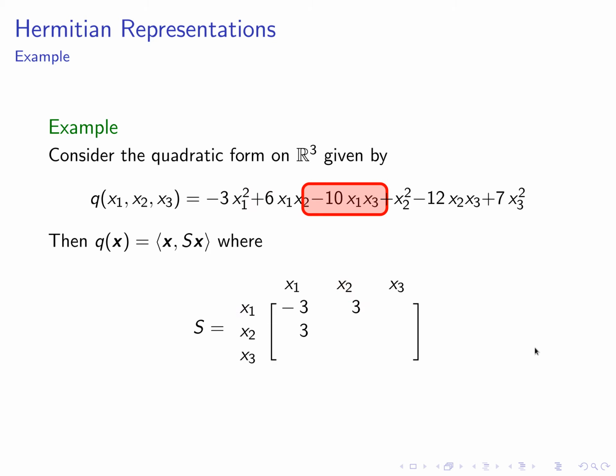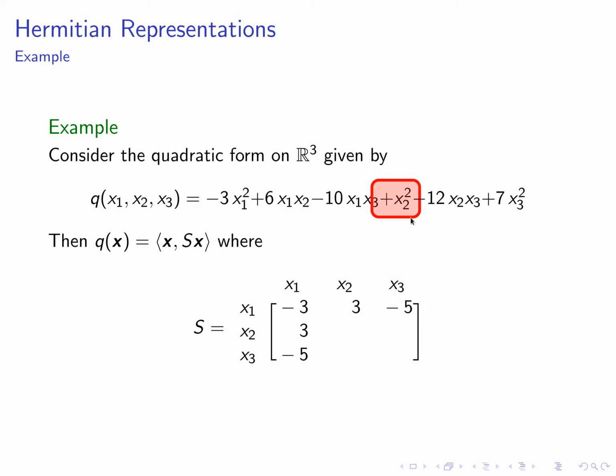Great. Now let's move to the next term, which is -10 times x1, x3. Let's start by taking this coefficient and dividing it by 2 and placing it in the 3, 1 position in our matrix. So -10 divided by 2 is -5. So we'll start by putting a -5 in the 3, 1 position. Then we'll take the other half of -10 and put it in the 1, 3 position. So another -5 goes in the 1, 3 position of our matrix.